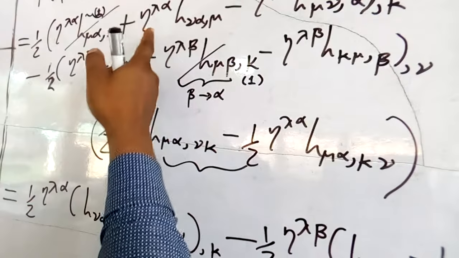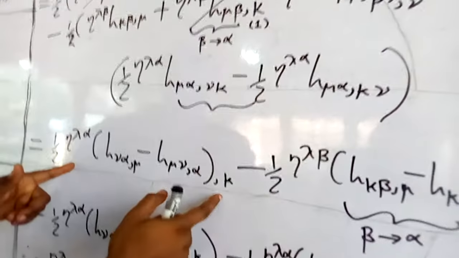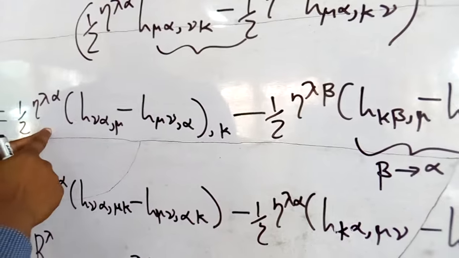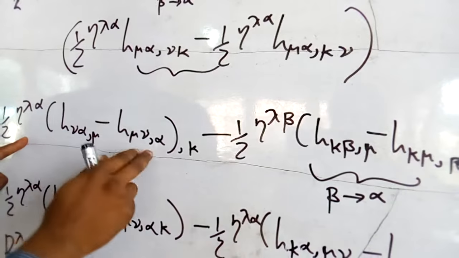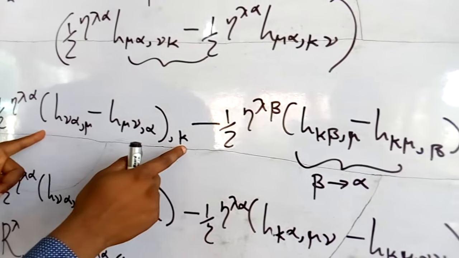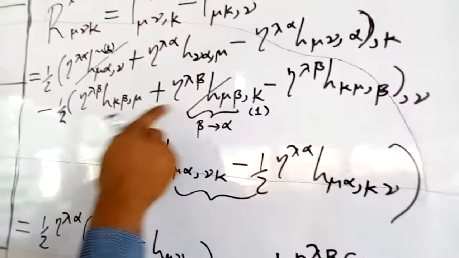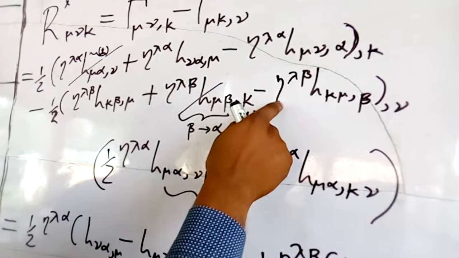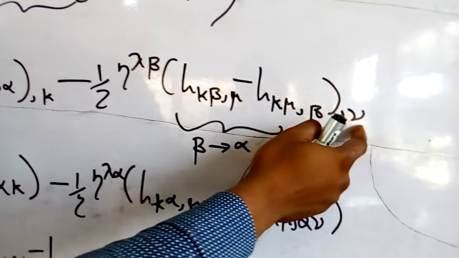Again, I can pull out the η^{λα} because it is a constant. If I pull it out, I have these two factors left, minus this, minus that, comma x^κ. Then minus here, since this one is out, I'm left with this factor and this factor. And then I'm pulling out η^{λβ}, and the whole thing again is comma x^ν.